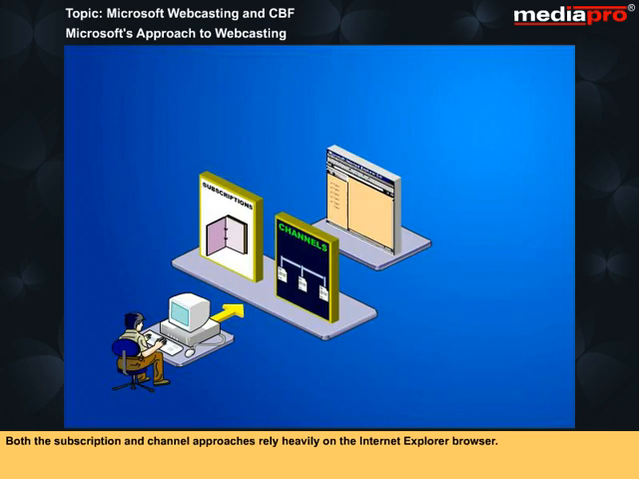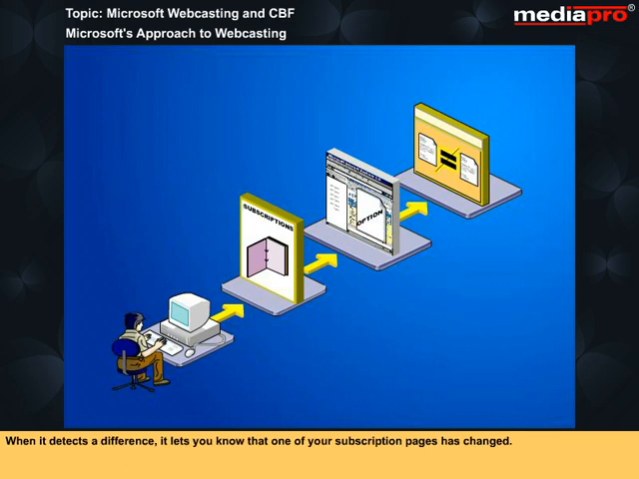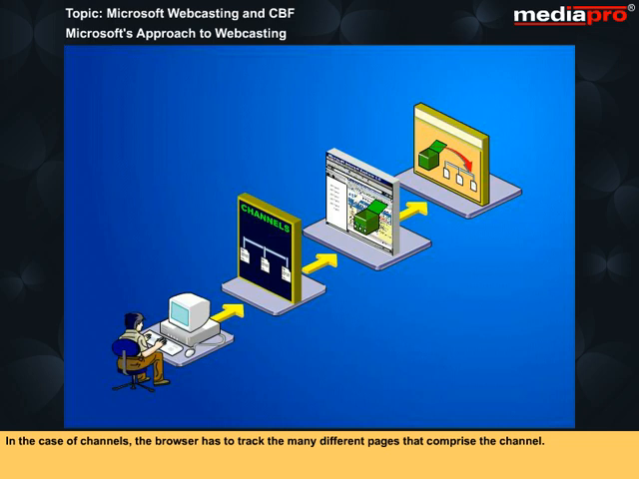Both the subscription and channel approaches rely heavily on the Internet Explorer browser. In the case of subscriptions, Internet Explorer goes out on the web and checks the pages you subscribe to against old copies of those pages in its cache. When it detects a difference, it lets you know that one of your subscription pages has changed. In the case of channels, the browser has to track the many different pages that comprise the channel. It does this according to an update schedule specified by the creator of the channel.